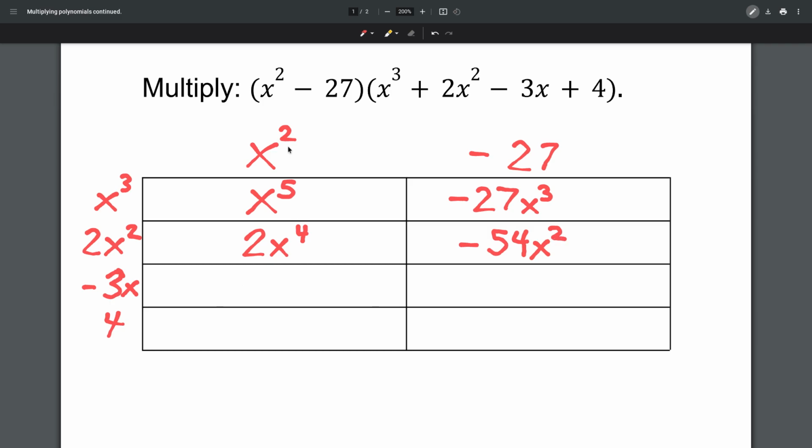Then negative 3x times x squared. That's going to be negative 3x cubed, because remember, there's like an x to the first power here. Then negative 3x times negative 27, that's going to be positive 81x. Then 4 times x squared, that's going to be 4x squared. And then 4 times negative 27 is minus 108.